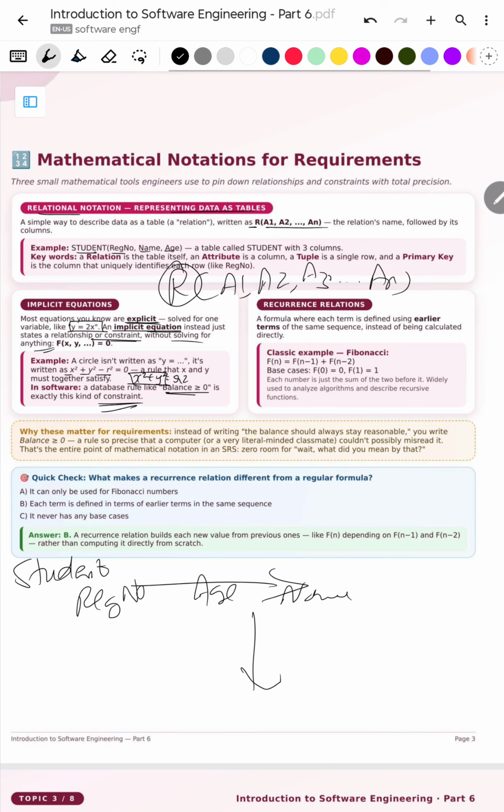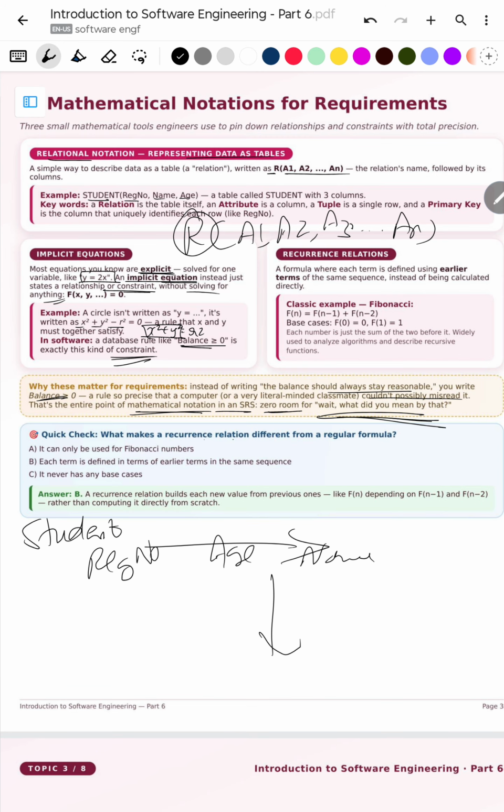Why do these matter for requirements? Instead of writing that the balance should always stay reasonable, you write balance greater than or equal to 0. A rule so precise that a computer or a very literal-minded classmate couldn't possibly misread it. That's the entire point of mathematical notation in an SRS. There is no room for confusion. Very clearly, very straightforwardly, you are stating it using a mathematical tool.